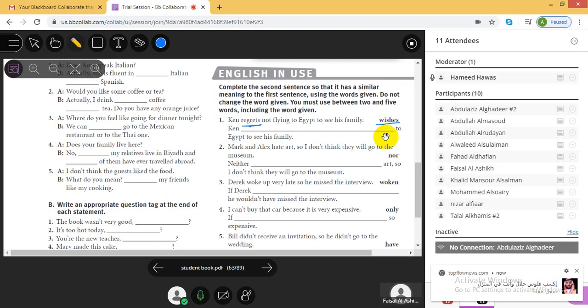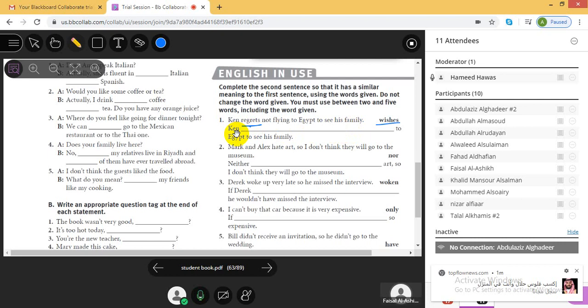Okay, I revise it again. So after I wish, I will use past simple or past perfect according to the sentence. If it's regret about the past, I will use after I wish had plus verb 3. But if it's present or future, I will use after wish past simple. Okay? So here, Ken regrets not flying to Egypt to see his family. So he didn't fly to Egypt to see his family. And here now he is regretting.